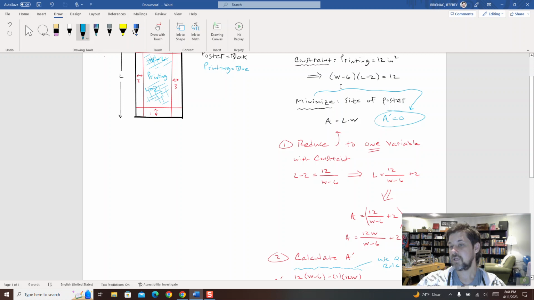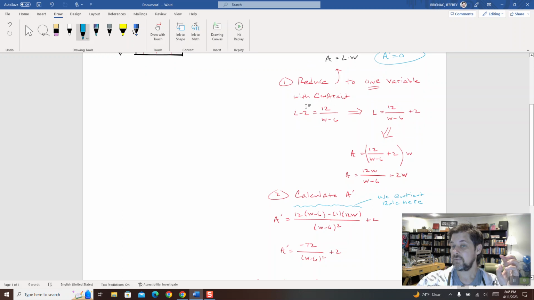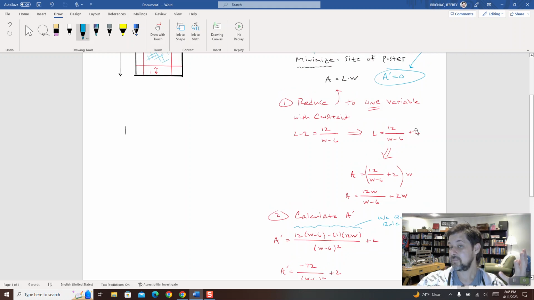I'll divide both sides by W minus 6. That'll get me L minus 2 equals 12 over W minus 6. My aim is to solve that for L, so I'll now add 2 to both sides. I'll get L is 12 over W minus 6 plus 2. And then, as I mentioned, I'm going to substitute that in here to reduce it to one variable. So imagine if I took, in place of that L, 12 over W minus 6 plus 2 and I put it in there.